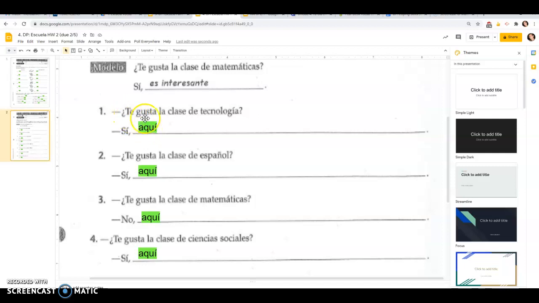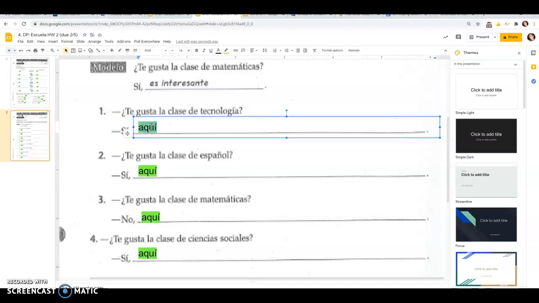So if this one says, ¿Te gusta la clase de tecnología? Do you like technology class? It says sí, so we have to say something positive. We could say that it is fun. That is one of our new words. To say it is, es, and then one of our new words for fun is divertido. So that's not too bad.